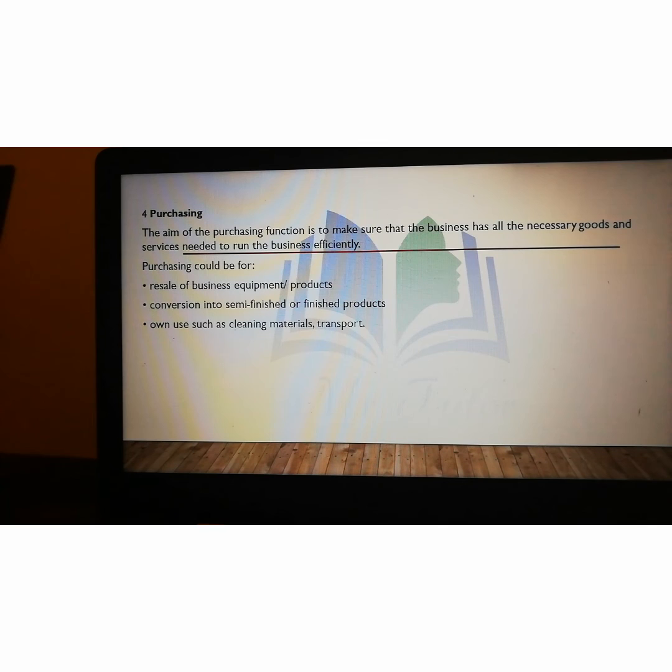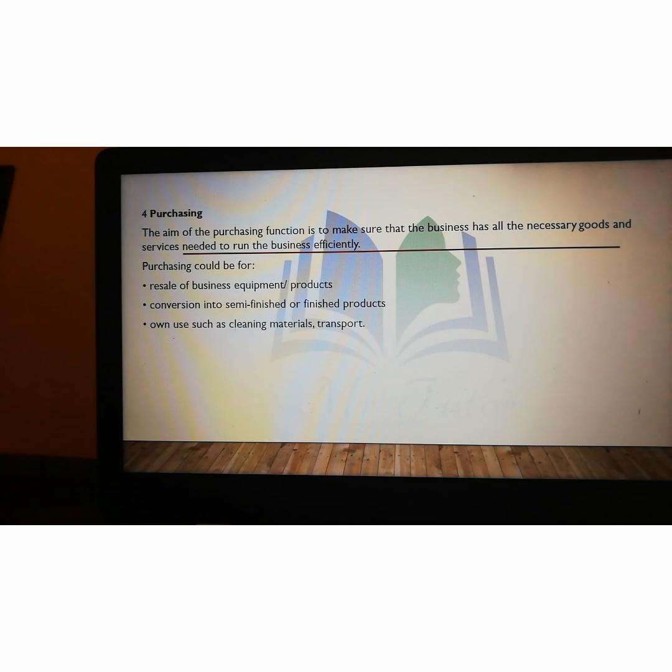Now, purchasing, obviously, there are different reasons why people or the business would purchase certain resources. For example, the resale of business equipment and products. So, the purchasing function works in a manner that allows the business to sell some of its equipment to buy better equipment. So, for example, Nike, maybe in the process of building these 1 million sneakers, some of the equipment is no longer functioning very well.